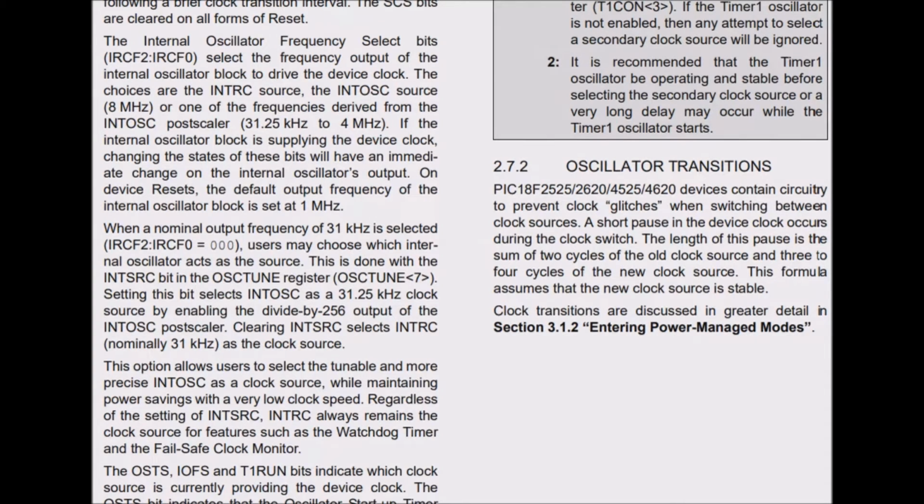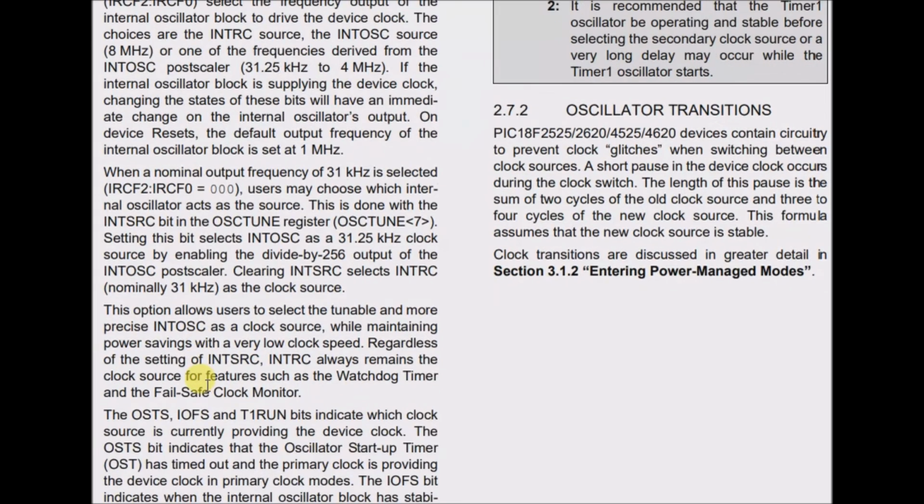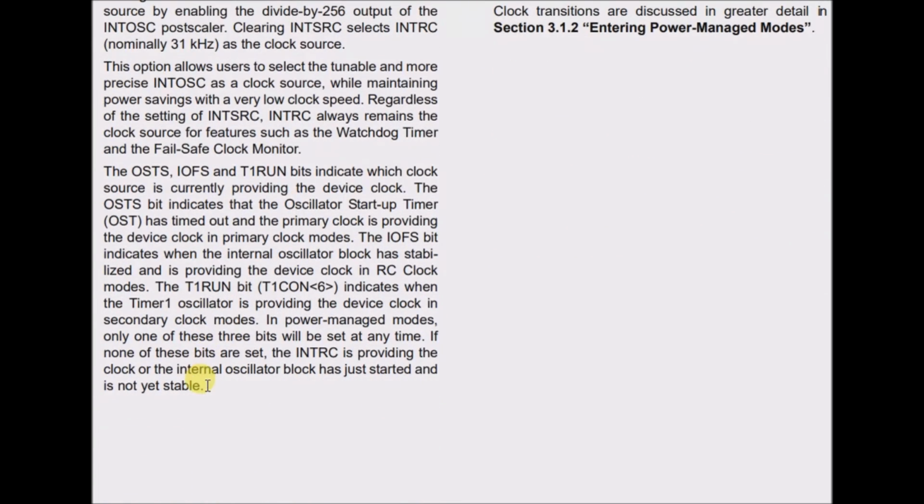Clearing the INTSRC selects INTRC, nominally 31 kHz, as the clock source. This option allows users to select tunable and more precise INTOSC as a clock source while maintaining power savings with a very low clock speed. Regardless of the setting of INTSRC, INTRC always remains the clock source for features such as the watchdog timer and the fail-safe clock monitor.